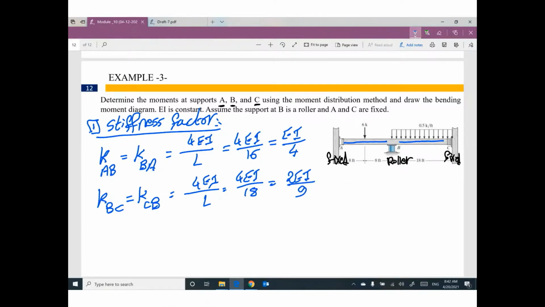Does that make sense? Second step. Do you remember? Distribution factor.